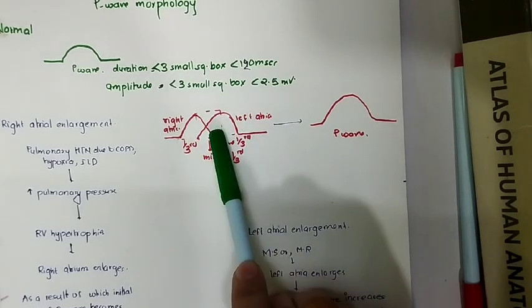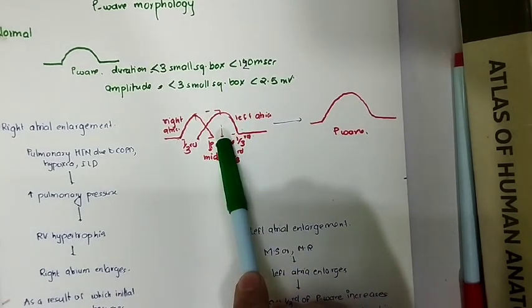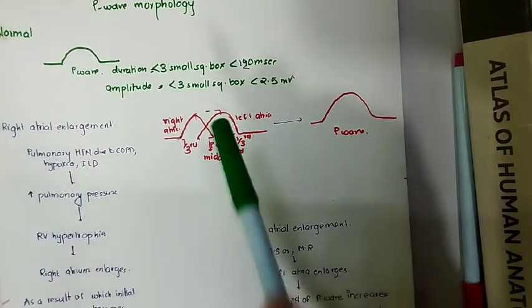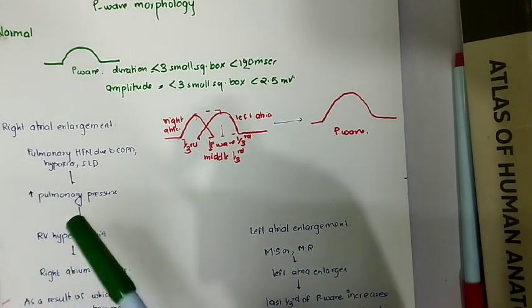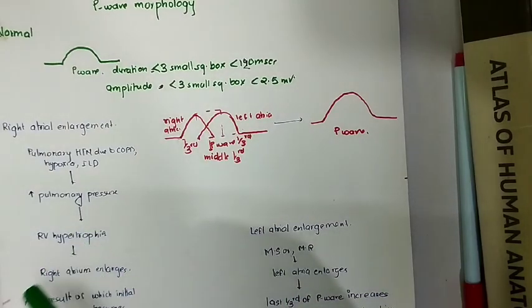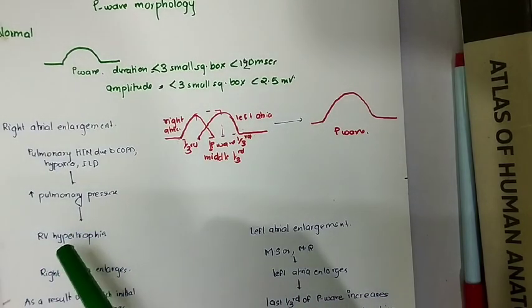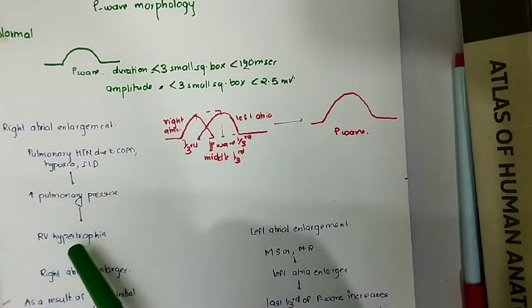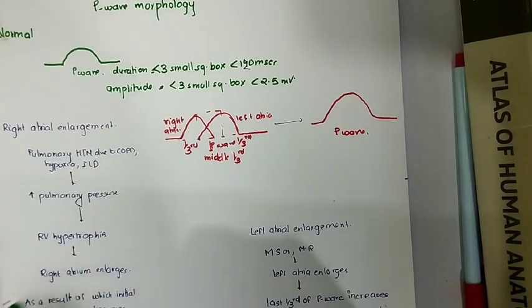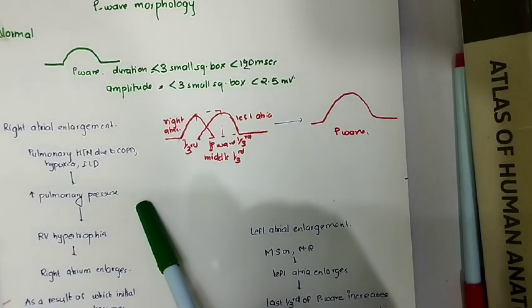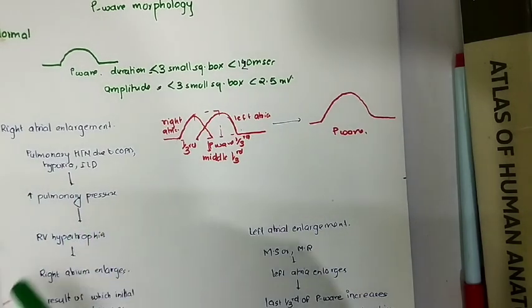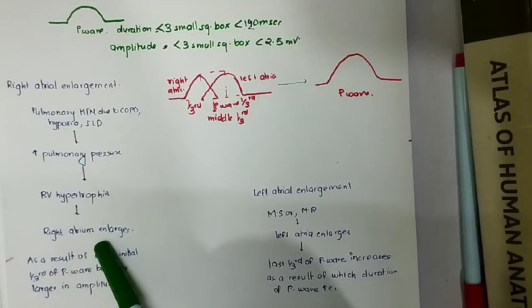So with this basic understanding, let's learn about some of the P wave pathology. So we know that whenever pulmonary hypertension is caused due to COPD, hypoxia or interstitial lung disease, there is activation of hypoxia sensitive potassium channel that brings about pulmonary vasculature constriction, as a result of which pulmonary pressure increases and right ventricle hypertrophies, and eventually this leads to right atrial enlargement.